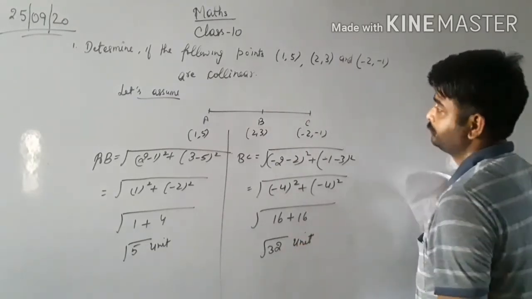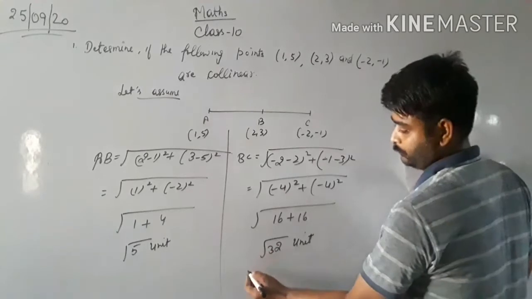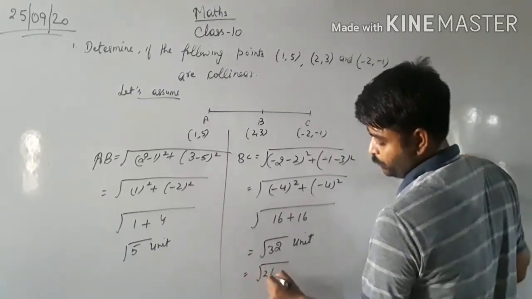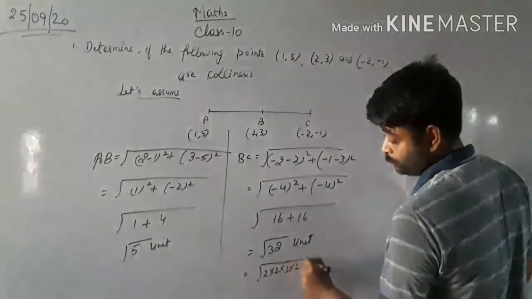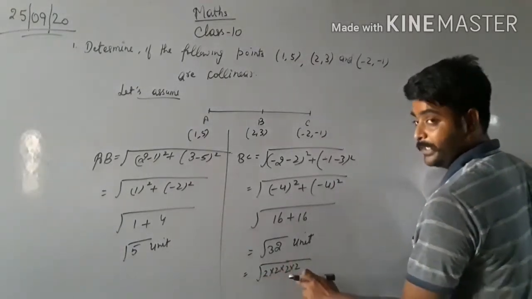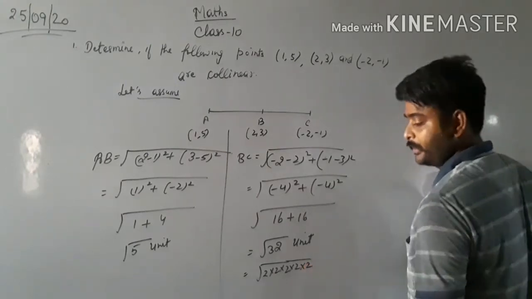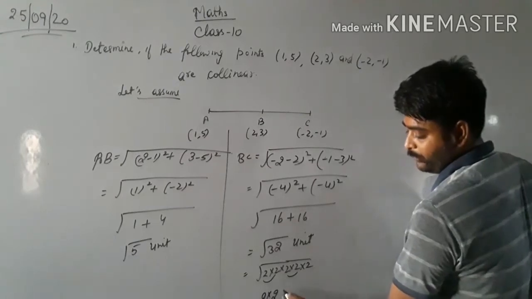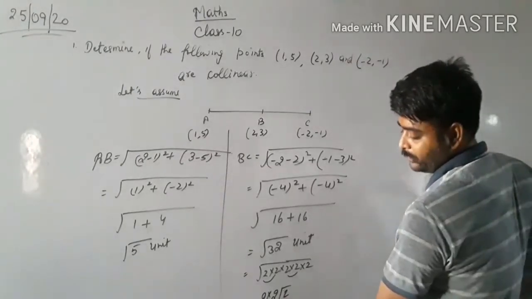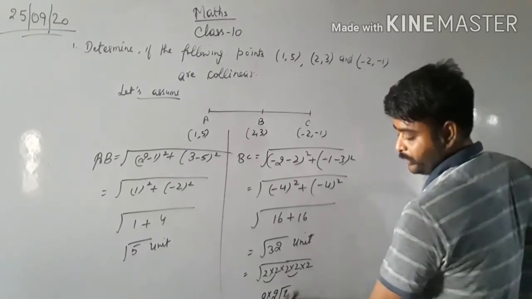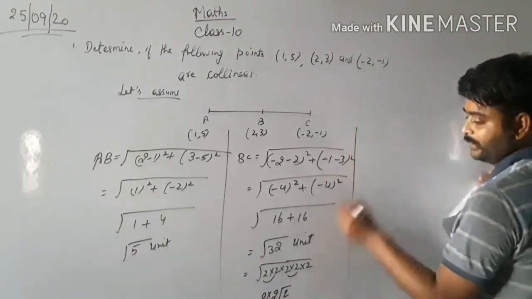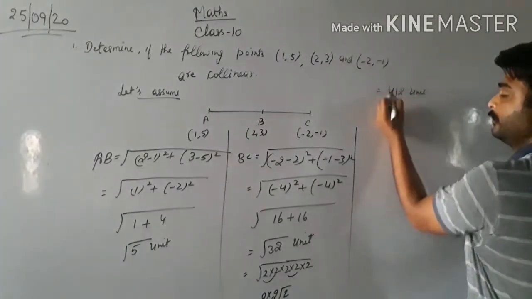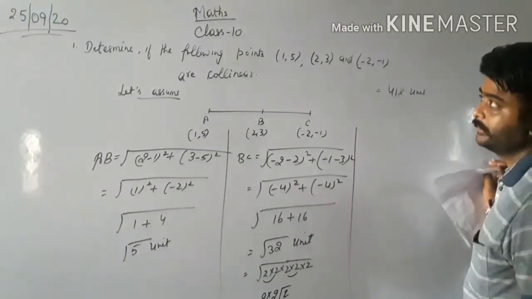Is there any doubt, class? Okay. So it can be written as 2 into 2 into 2 into 2 into 2. It's 2 times 2 is 4, 4 times 2 is 8, 8 times 2 is 16, 16 times 2 is 32. What is in the pair? That is, 2 is outside, 2 will come outside. What is left in the root? That is 4 root 2 unit. What is the answer? That is 4 root 2 unit. Is there any doubt, class? I will check it again.